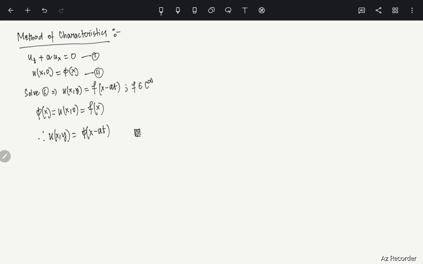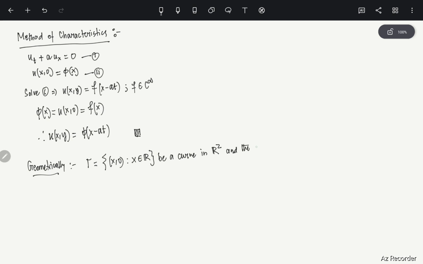So in the context of initial data, what we are doing is this. Geometrically, we have this curve gamma, which is given by (x, 0), where x is in R. Let's say this is a curve in R2, and this is the curve on which the data is prescribed.